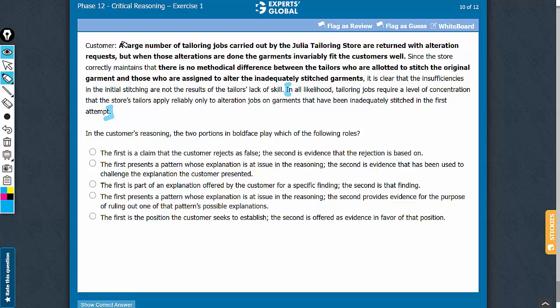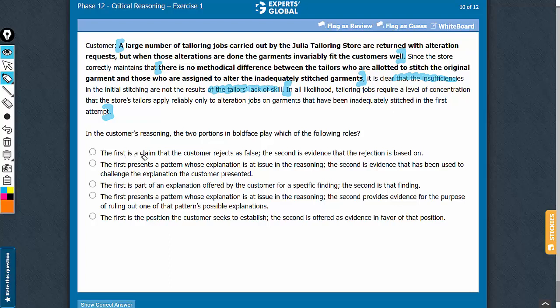So see, this first boldface here is a finding, a circumstance that the argument explores, and this second boldface is something that supports the main conclusion of the argument. See, the second boldface rules out the possibility of the skill being the reason, and therefore it supports this alternate explanation for the reason for this observation here. So with this groundwork, let's look at the answer choices.